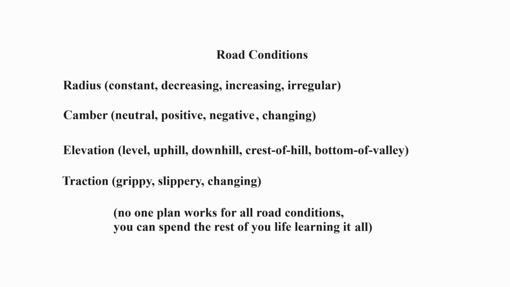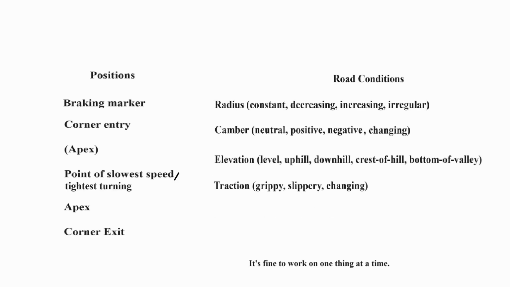You have to figure out each one separately, or sequence of turns if they are close together. You have to take into account the road conditions, radius, camber, elevation, and traction. Braking marker, corner turn-in, point of lowest speed / tighter turning, apex, corner exit are 5 positions that are part of your corner plan. Pop quiz.